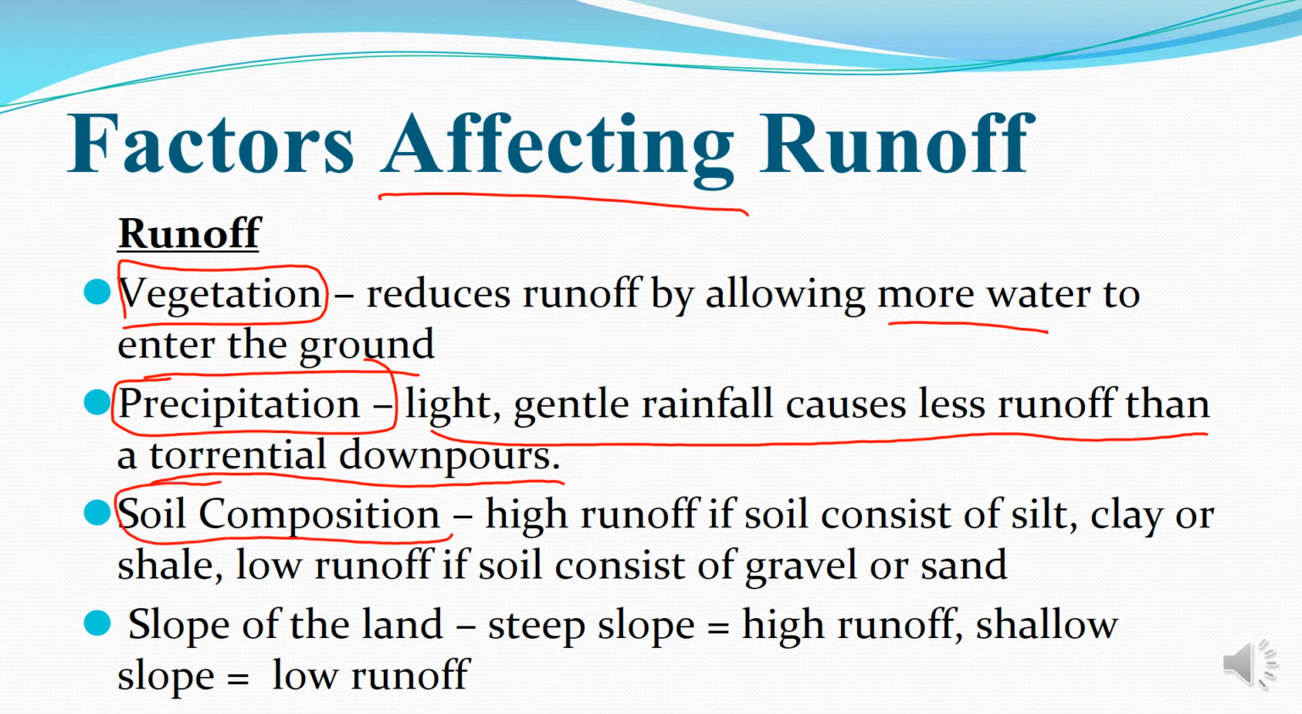Soil composition. High runoff occurs with soil consisting of silt, clay, or shale, and low runoff with gravel or sand. If you have gravel, rocks, or anything like that, it allows water to infiltrate as well as percolate. But with a lot of clay, shale, or silt, the water just runs off. If it's gravel or sand, like at the beach, it doesn't really get muddy, because the sand absorbs the water since it has bits of rocks and sediments in it. And the slope.